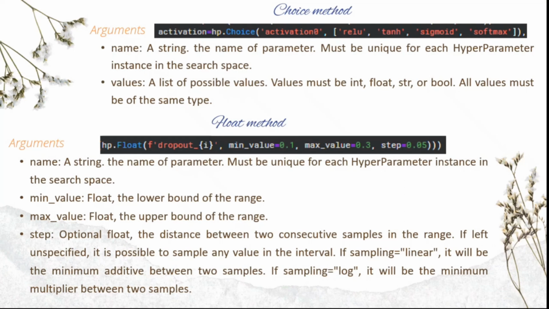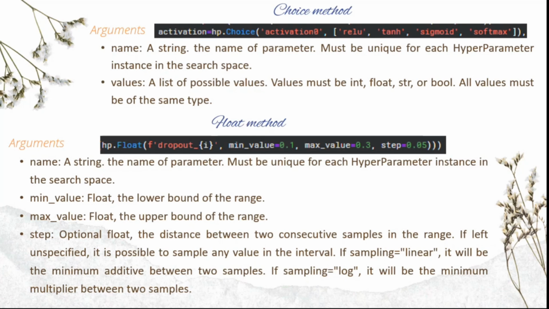And in hyperparameter tuning, we often encounter different types of hyperparameters, such as choice, integer, and float hyperparameters. Each type serves a specific purpose and requires a different approach for tuning.